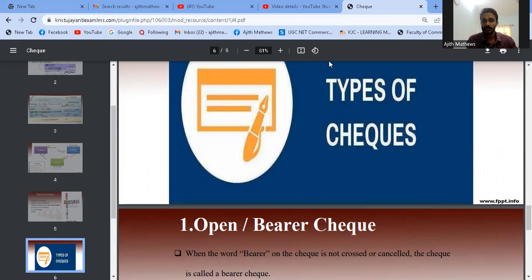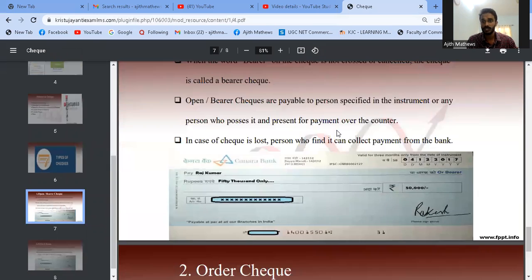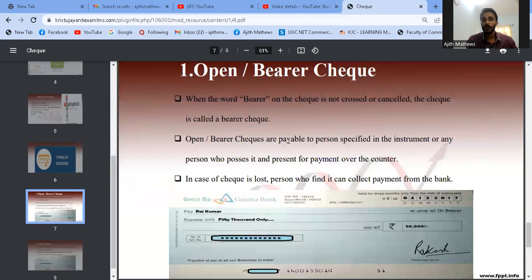Basically, there are two types of checks: open or bearer check, and order check. What is an open or bearer check? When the check is not crossed or cancelled, that is, the term bearer is not cancelled, it is known as a bearer check. Open or bearer checks are payable to a person specified in the instrument or any person who possesses it and presents it for payment over the counter. An open or bearer check is comparatively more risky. Whoever presents the check can withdraw the amount from the counter of the bank. It is not crossed actually. Whoever carries the check can withdraw the amount. There is no name, nothing is mentioned in that particular check.